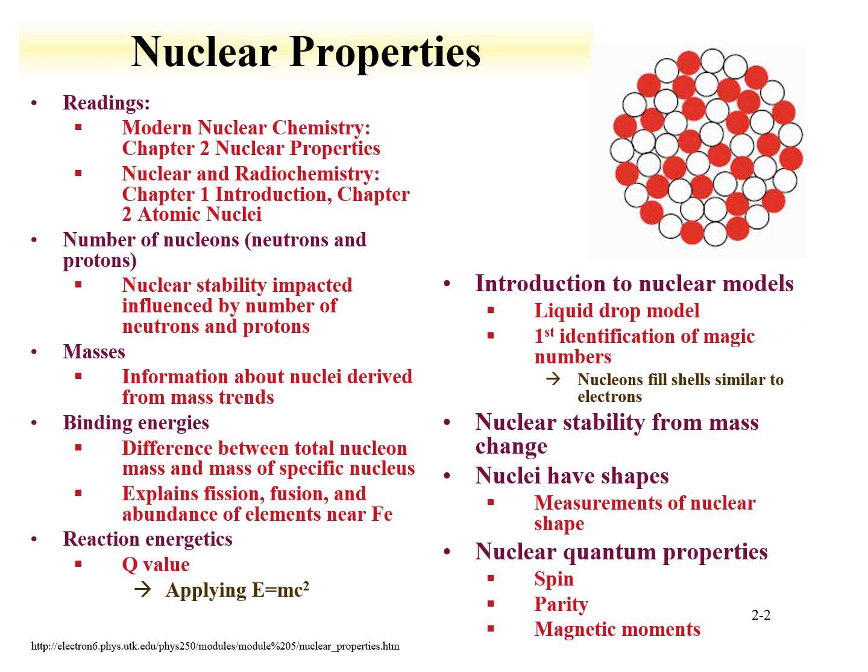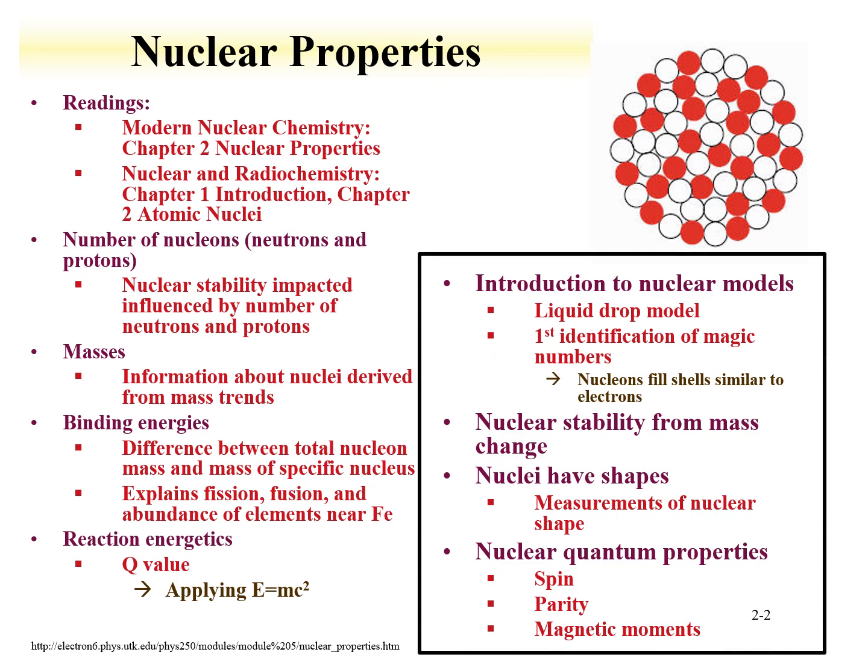In the second part of the lecture on nuclear properties, we're going to introduce nuclear models, primarily the liquid drop model, and we're going to show where it works, where it doesn't work, and where it fails is actually used to derive the idea of magic numbers. We're going to talk about nuclear stability from mass change using the nuclear mass parabola.